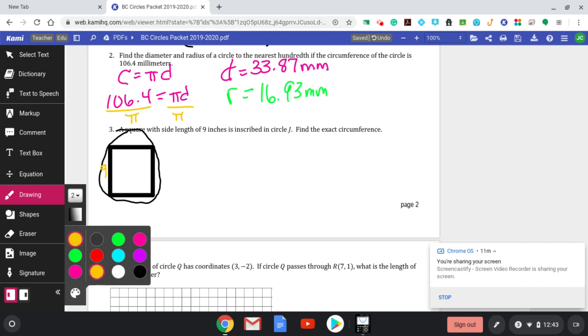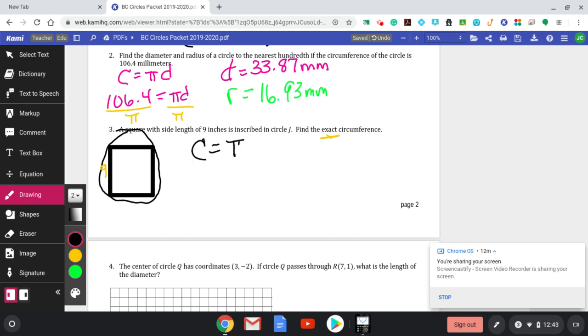Boom. What's the exact circumference? And I'll talk about exact. All right, so you're asking me for circumference. I'm doing 2 pi. No, I'm not. You're lying. I'm doing pi d.